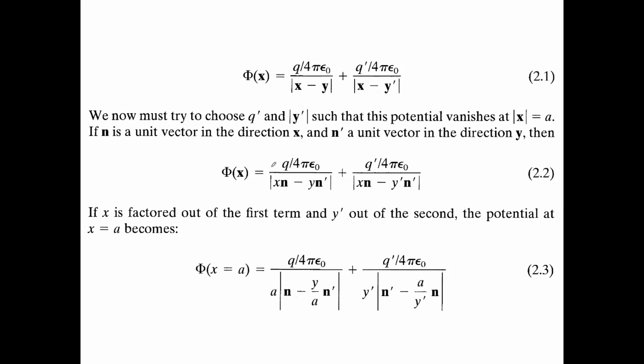But let's take one more step. Let's try to choose Q prime and Y prime so that the potential is 0 when x equals a. Let's define n as a unit vector in the direction of x, and n prime as a unit vector in the y direction. So x can be written as x times n, and the vector y can be written as a scalar y times n prime. The same thing goes for x and y prime.